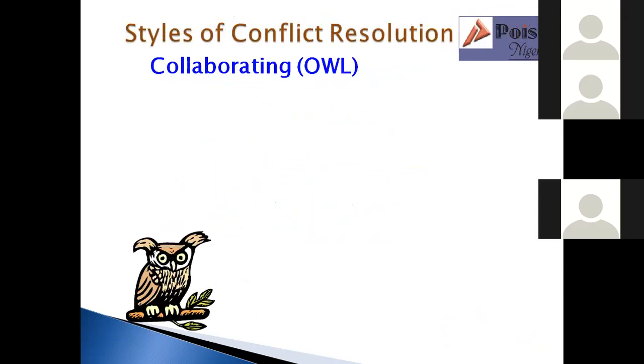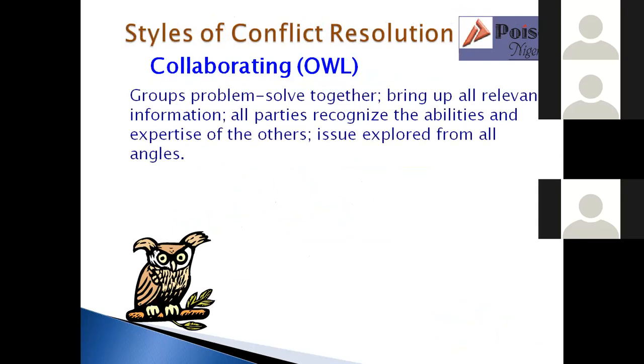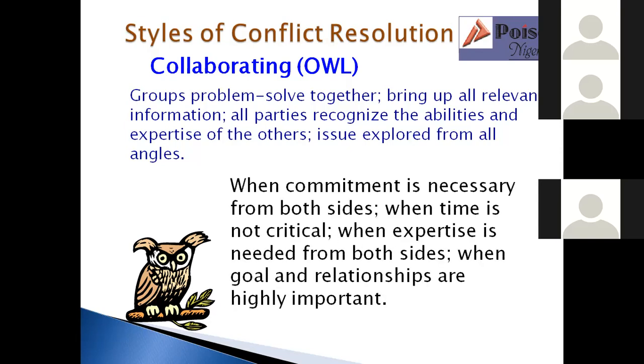So the next one is the collaborating style. If you score between 36 to 45 here, it's a good style. It means that you always want to solve problems together with others. You want to bring out all the relevant information, recognize all the parties involved, and explore all possible angles of the issue before you come to a conclusion and take a decision. So it's good to have this style of collaborating. It helps to bring about commitment on both sides.